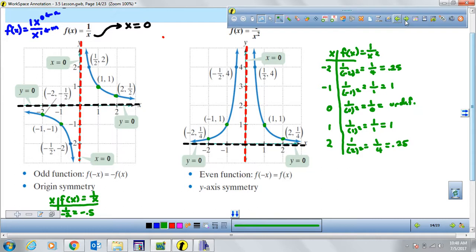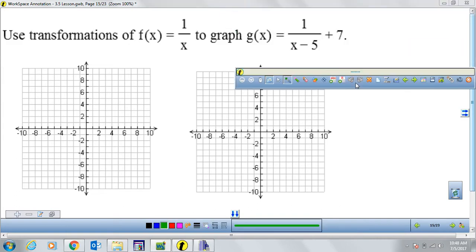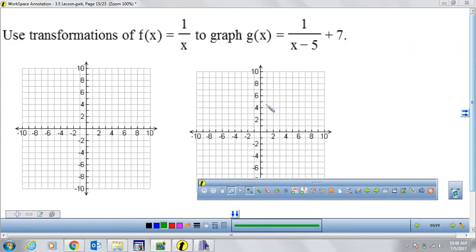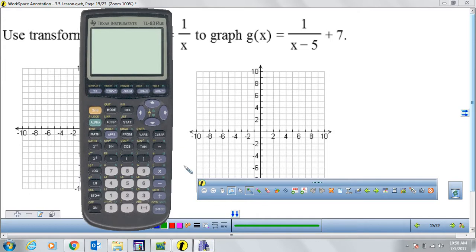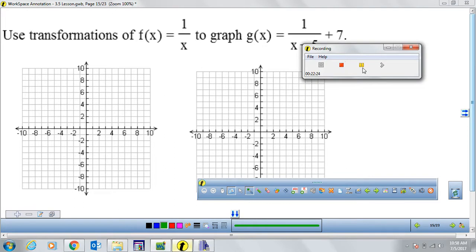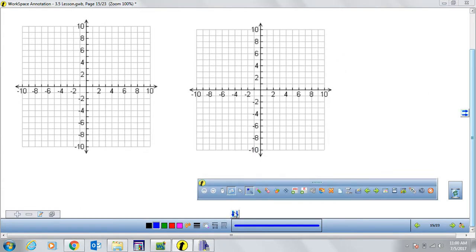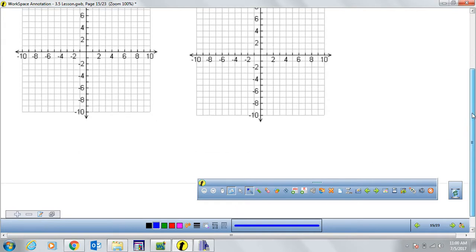Okay. So we're going to use those 2 tables that we have right here, and we're going to sketch transformations of these functions. Let's start with this one. Use transformations of f of x equals 1 over x to graph g of x equals 1 over x minus 5 plus 7. Use transformations. So we're going to begin with f of x equals 1 over x. So that's as usual. I'm going to graph that on the left side. And for that, I'm going to create a table of values for that.